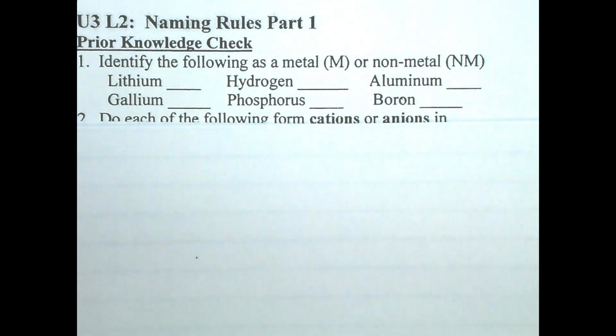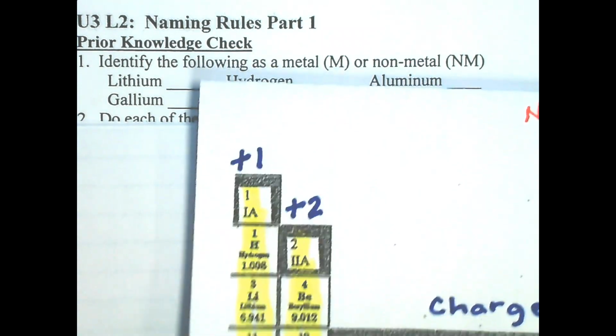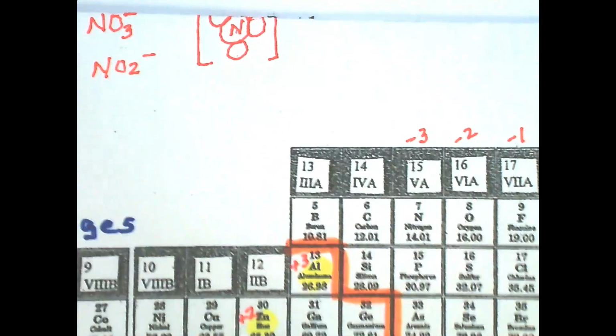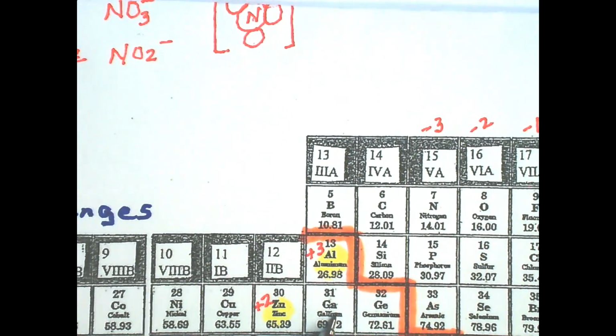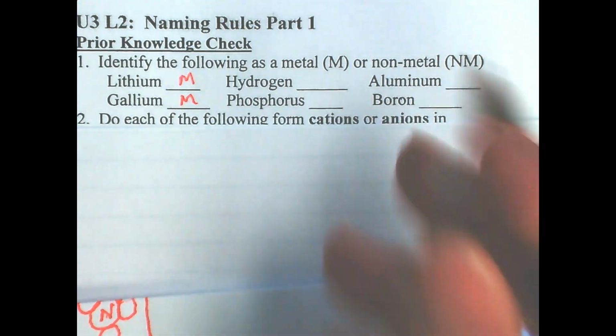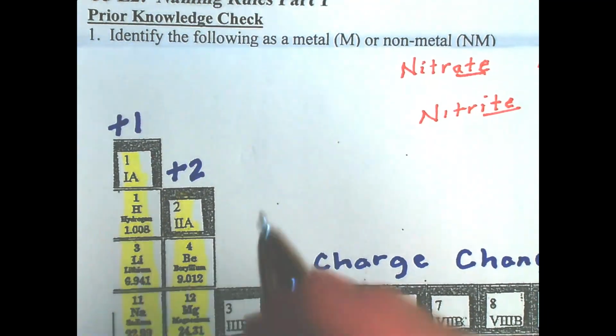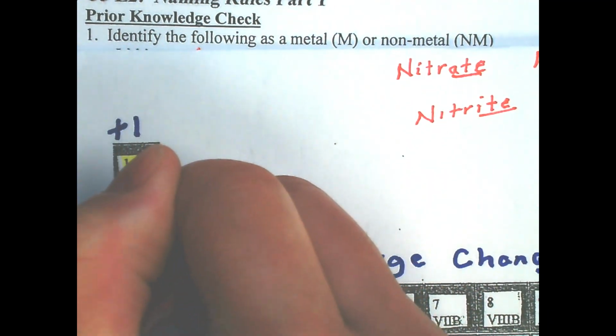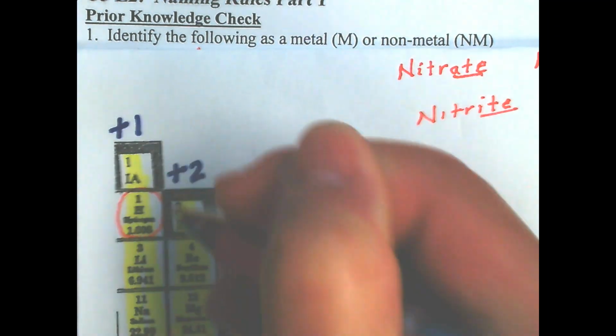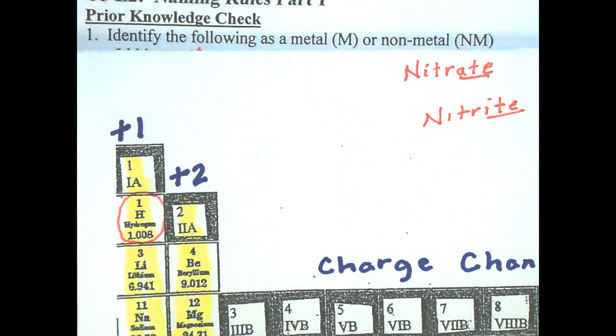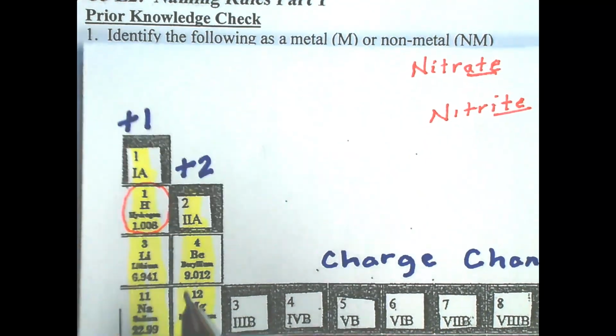Okay, so the first one is lithium. We see that lithium is over in group 1A, so that's definitely a metal. The next one is gallium. Gallium is here, so anything that's on the left side is a metal. The next one is hydrogen. We always have to remember that even though hydrogen is over here on the left side of the table with metals, hydrogen is certainly not a metal. You just always have to remember that. So even though it's on the left side, hydrogen is a non-metal.